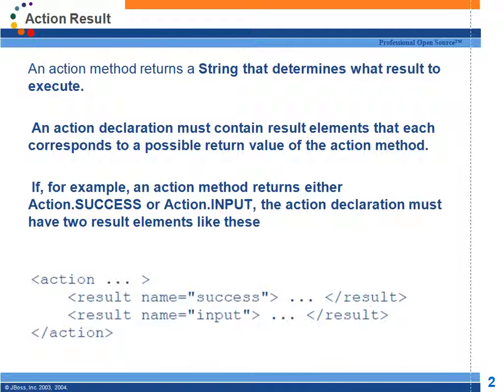Results. What is the result? Every action must return a string that determines what result to execute. The execute method is returning a string. It should match the name of the result tag, right? Action declaration must contain a result element that each corresponds to a possible return value of the action method. In the action tag, there should be result tags whose name corresponds to the return value of your execute method, right?